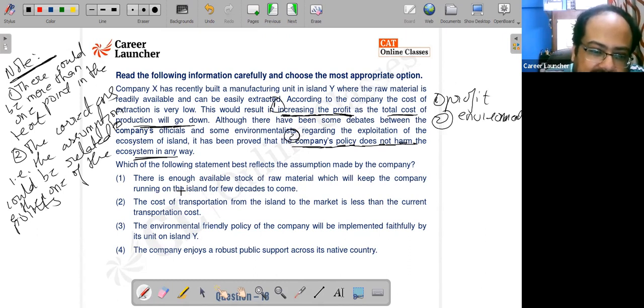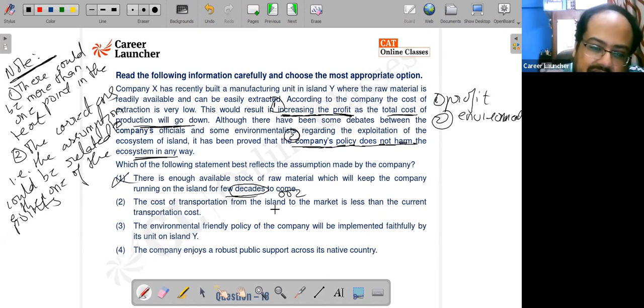Now, there are a few problems with this option. One is decades. This has not been discussed. This is out of context, right? Because I don't know that they want to run for a few decades. Maybe they want to run only for 6 or 7 years. The other is that option 1 has nothing to do with either profit or environment, because it does not say keep the company running profitably. So option 1 is out.